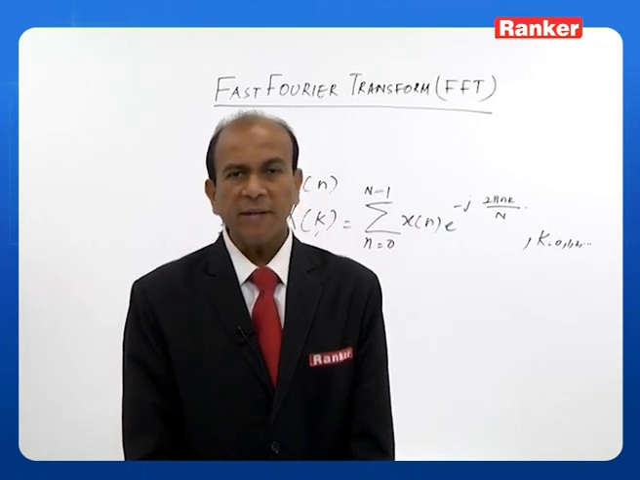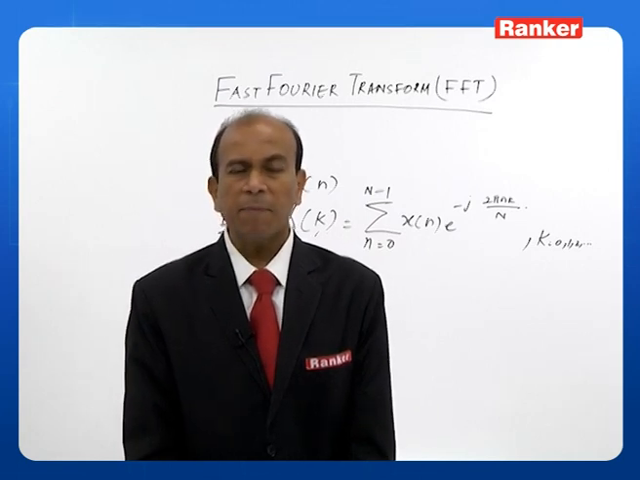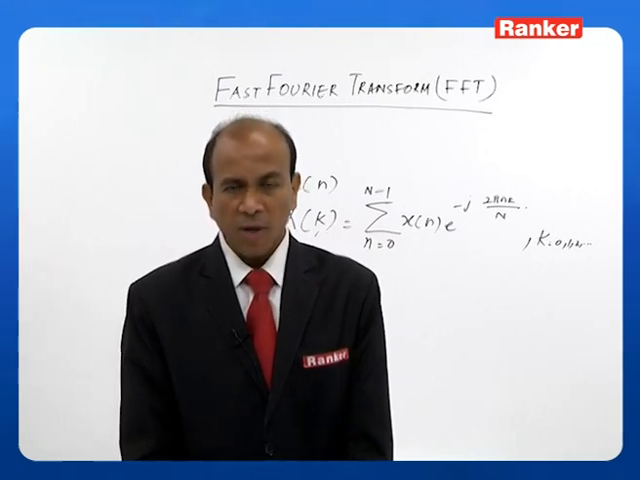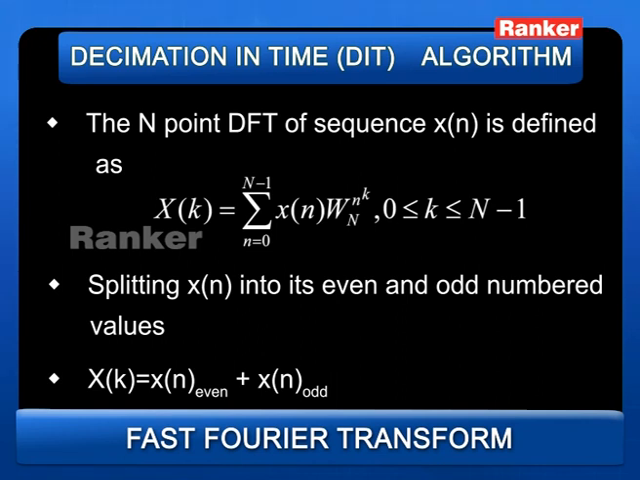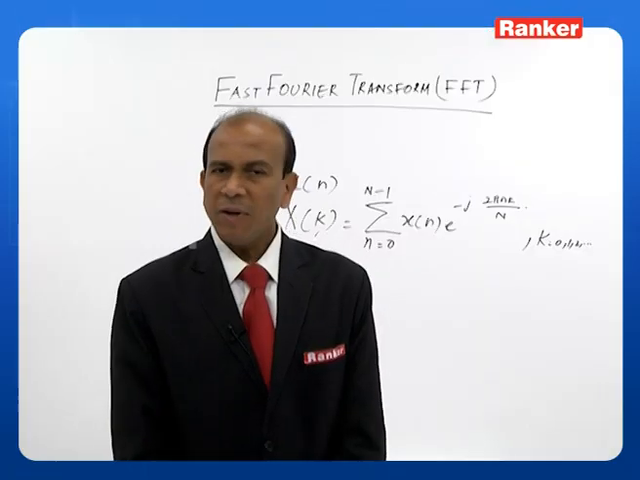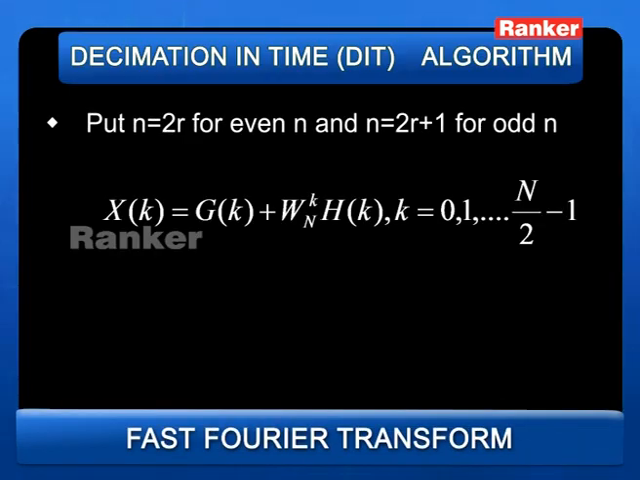So x of k can be written as the DFT of the even part calculated plus the DFT of the odd part calculated. So what are we doing here? We are splitting x of n into even and odd numbered values. So x of k can be calculated by knowing x of n which is even plus x of n which is odd. Then we will use some mathematics here. Generally put n equal to 2r for even values of n and n equal to 2r plus 1 for odd values of n.